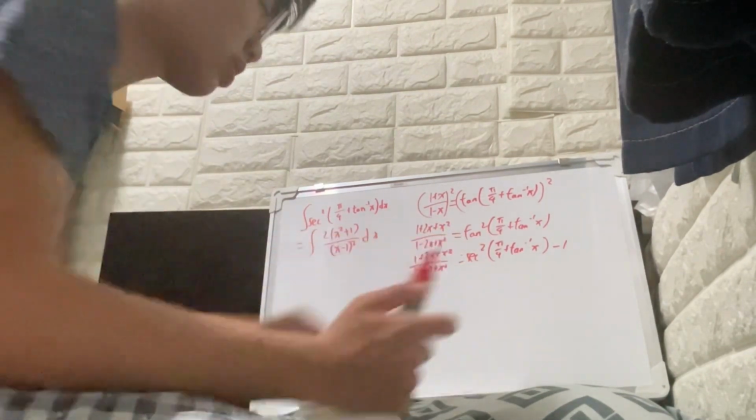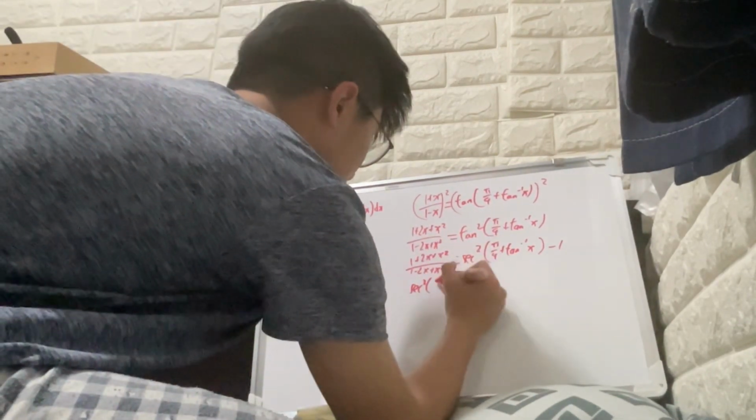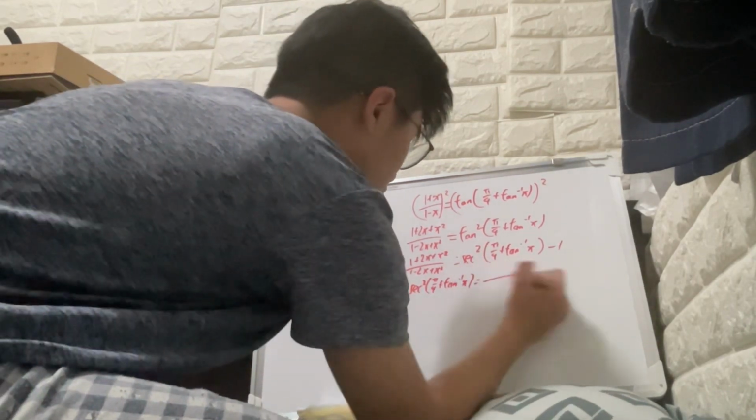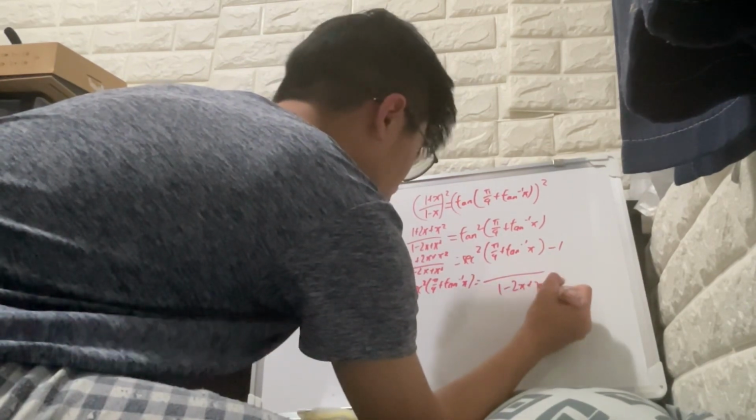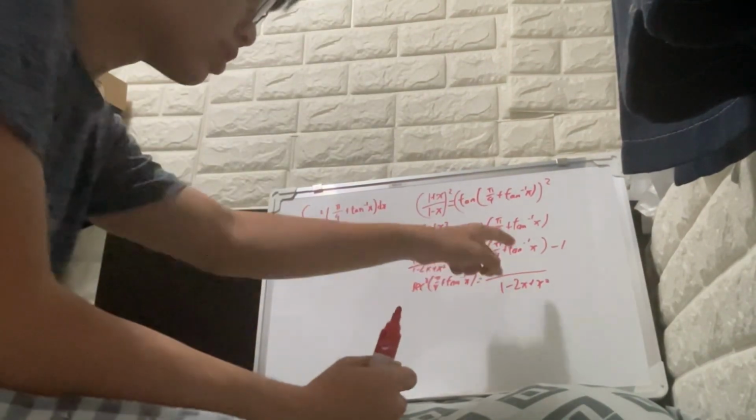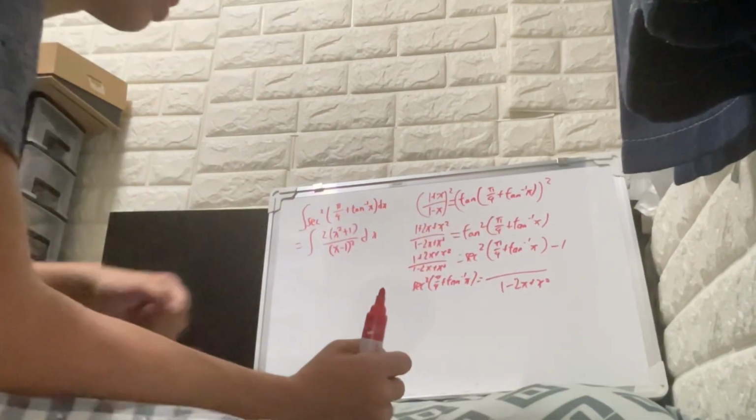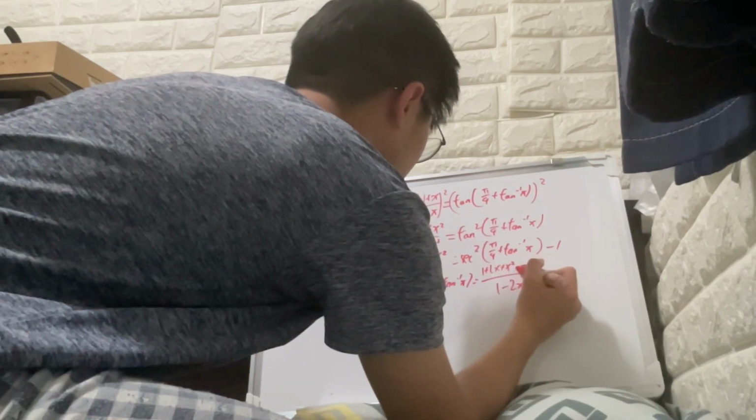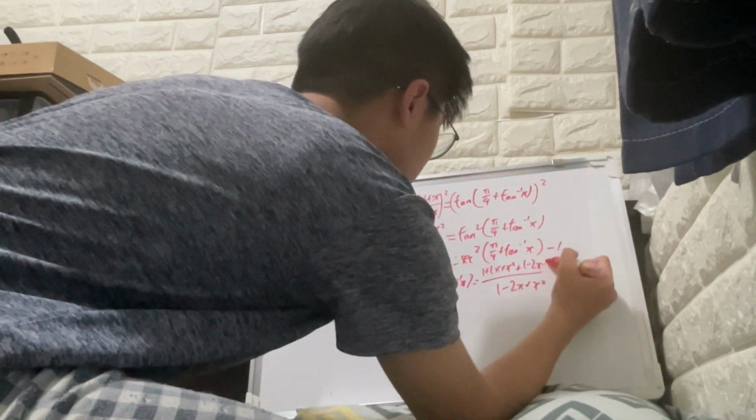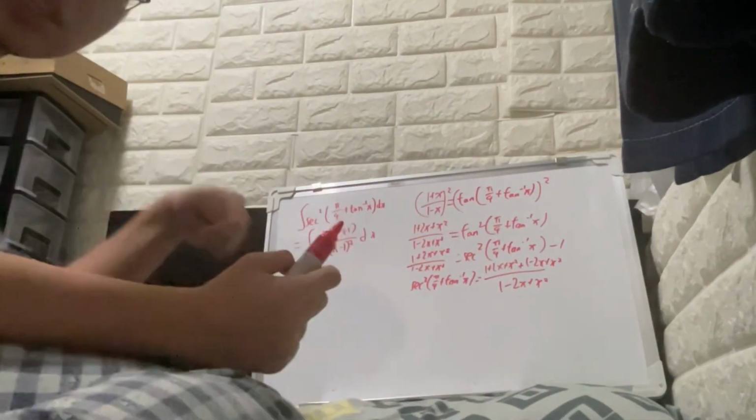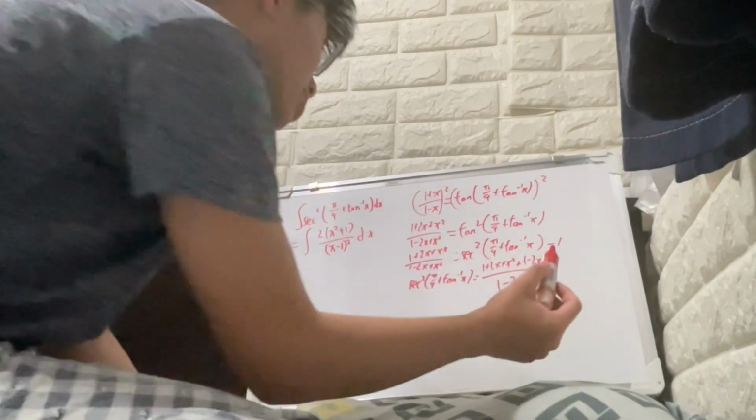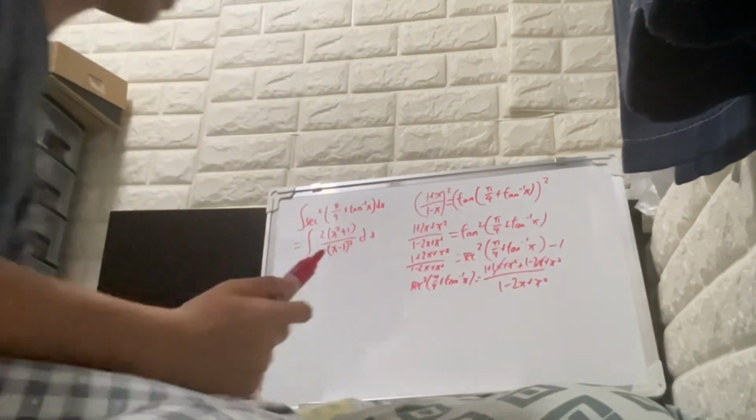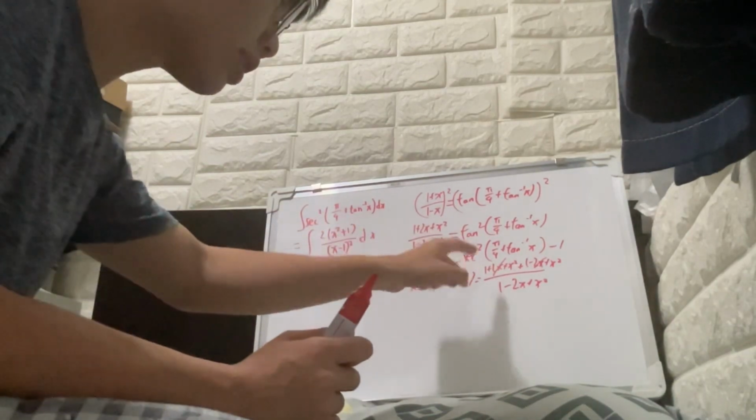So let me just write the subject out. On the left hand side, secant square of pi over 4 plus inverse tangent x will be equal to, we want to get the same denominator, just add 1 and then multiply by that. So you can get 1 plus 2x plus x squared plus 1 minus 2x plus x squared. And here 2x and negative 2x, they cancel each other out.